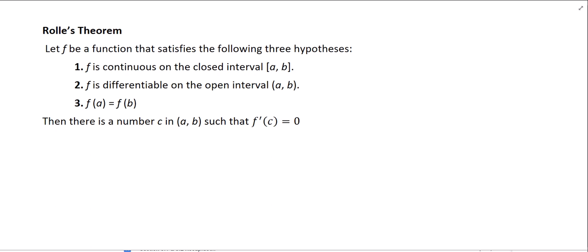So if those three are satisfied, then Rolle's theorem guarantees the existence of a number c such that f prime of c is equal to 0. Essentially what this means is that if you have a continuous function, and f(a) equals f(b), so you have two y values that are the same, then there has to be a point where you're going to have a horizontal tangent line.